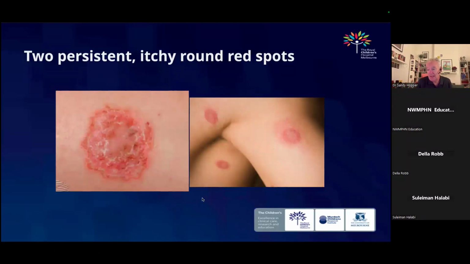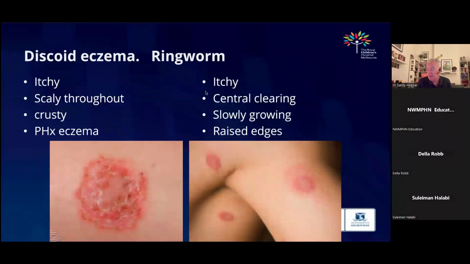And again, it can be hard. I do struggle with this from time to time. I often take a happy snap and send it to my friendly dermatologist. But ringworm, they're both itchy, but central clearing is more common with ringworm. It's slowly growing and has raised, heaped edges. Whereas the discoid eczema for me is crusty. It tends to be a bit more static. It's got much more inflammation in the middle.